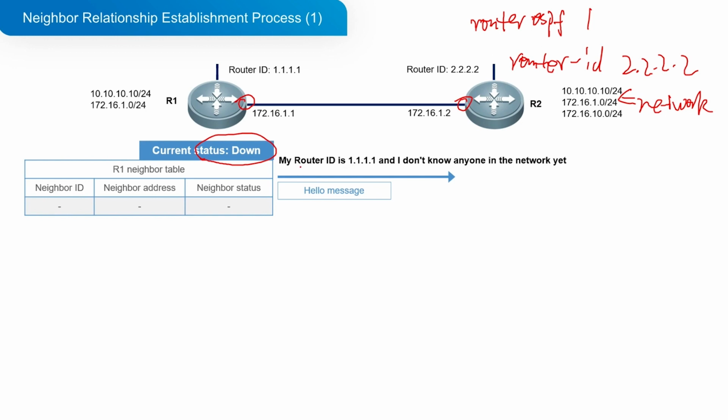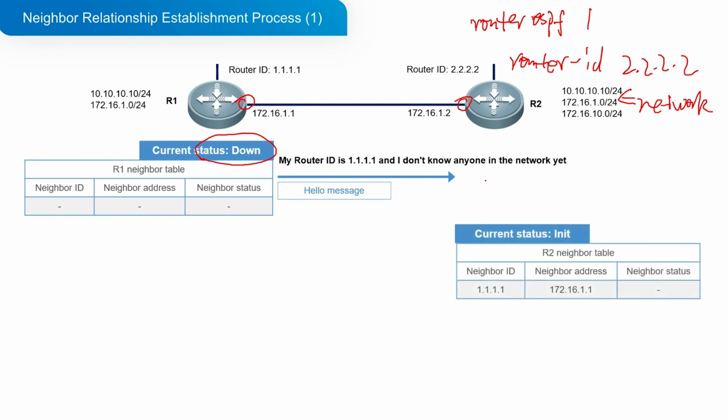The hello message includes the router ID information. So here is the message concept: my router ID is 1.1.1.1, and I don't know anyone in the network yet because now I haven't built the neighbor relationship with any routers. Now R2 receives this packet, and R2 will add R1's information from the hello packet to the neighbor table.